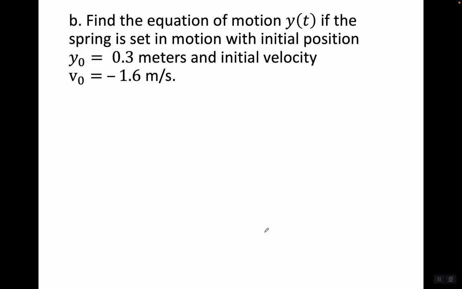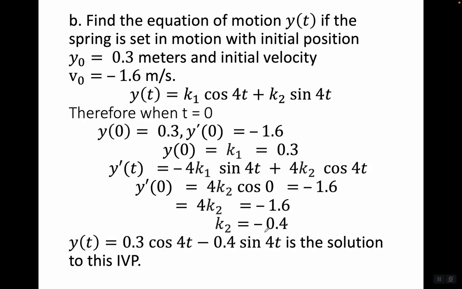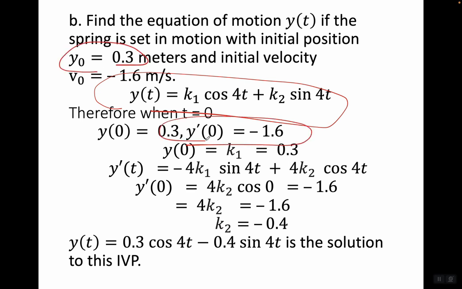Okay, find the equation of motion y of t if the spring is set in motion with initial position y0 equals 0.3 meters. Now it should be 0.3 meters. Sorry about that. And initial velocity v0 equals negative 1.6 meters per second. So this is an initial value problem. This was our general solution. Therefore, when t equals 0, well, we know y of 0 equals 0.3. We were told that. And y prime of 0 equals negative 1.6. We were told that a moment ago, y prime is the velocity.